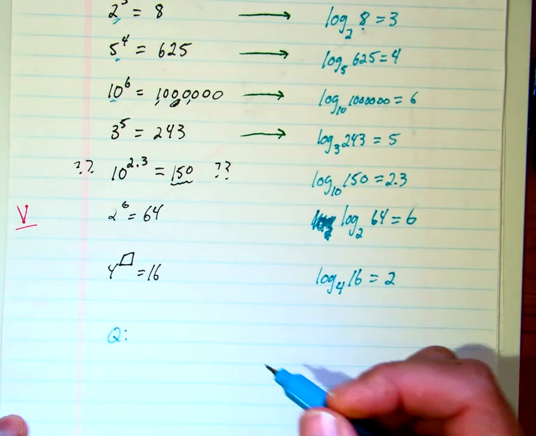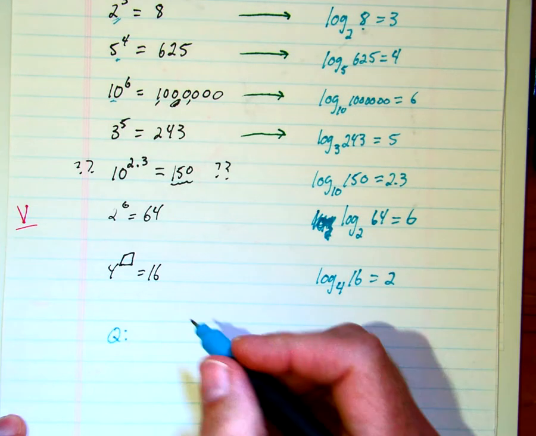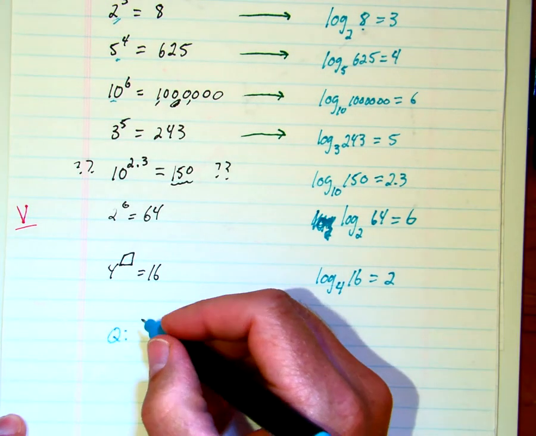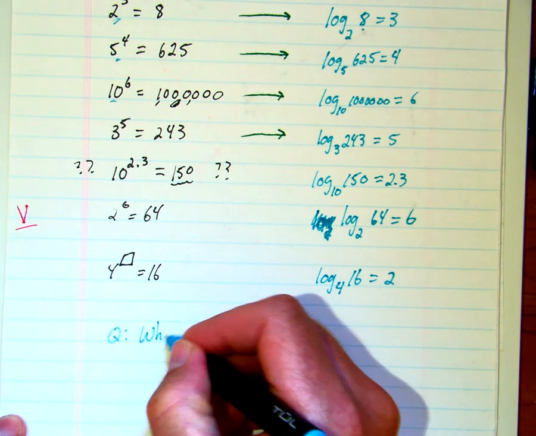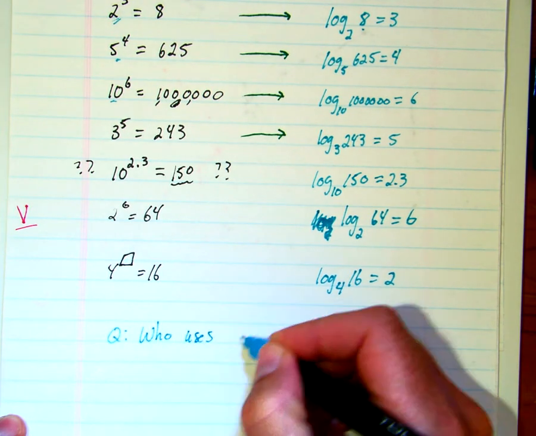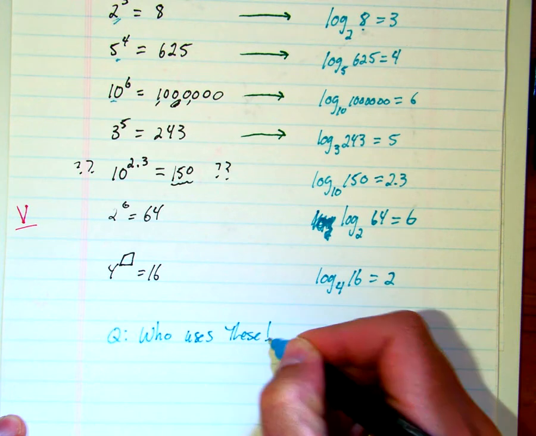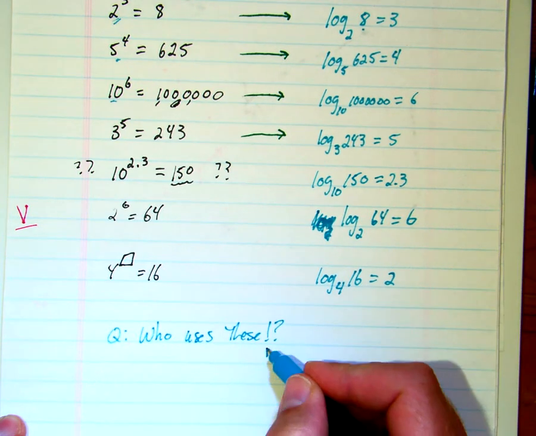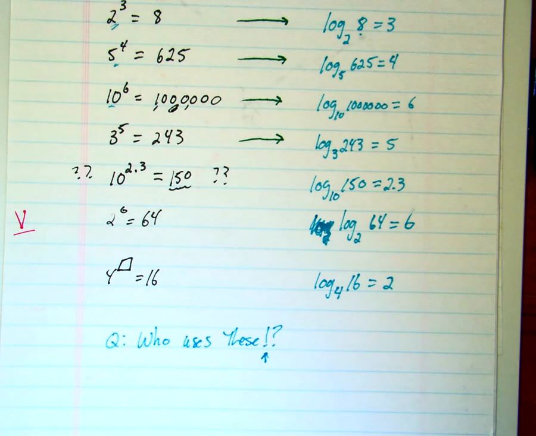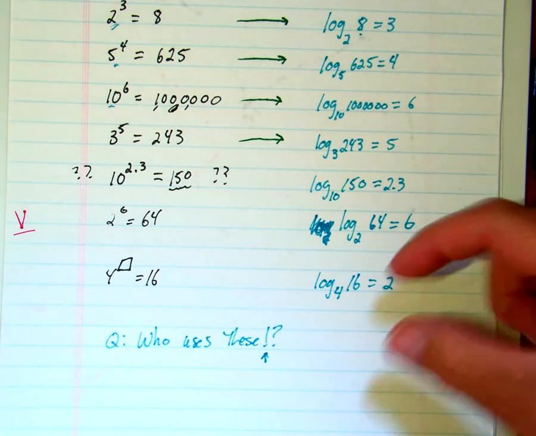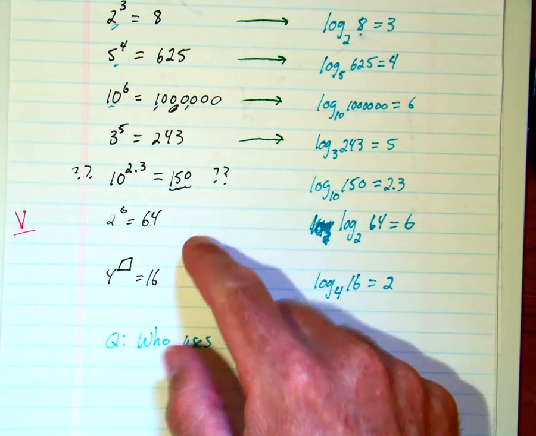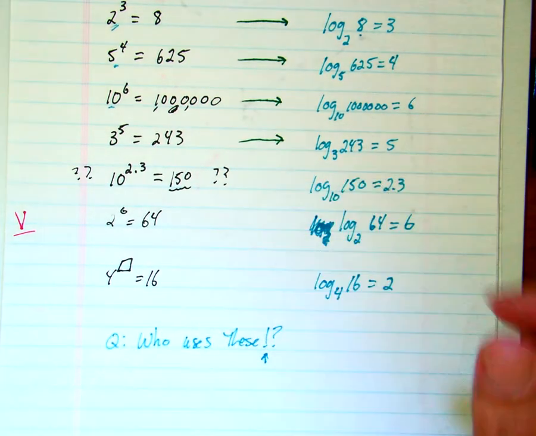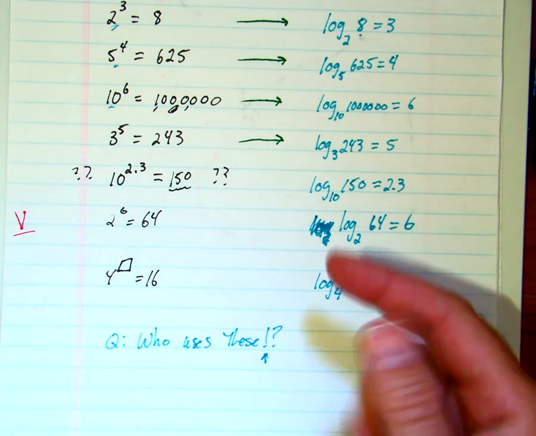I'll suggest a couple, because these are pretty common questions. Often this first one is asked in exasperation and frustration, and it is, who uses these? Notice the exclamation point as well as the question mark. I'm not going to answer that for you right now, but what I would say is go back up to exponents and ask the same question. Who uses exponents? Probably the same people use logarithms as well.